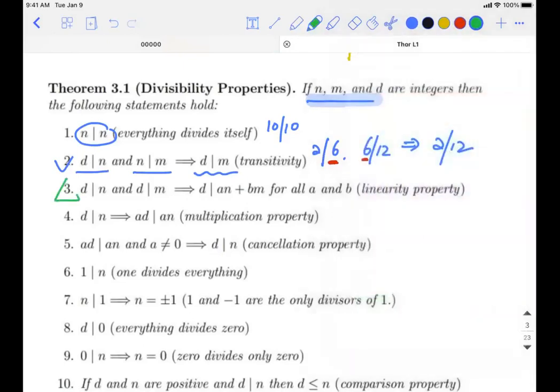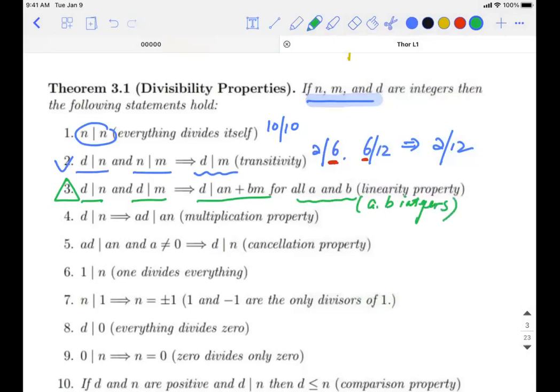Number 3 is an important property. If D is a divisor of n and D is a divisor of m, then D must be a divisor of an plus bm for all a and b. Of course, a and b must be integers.